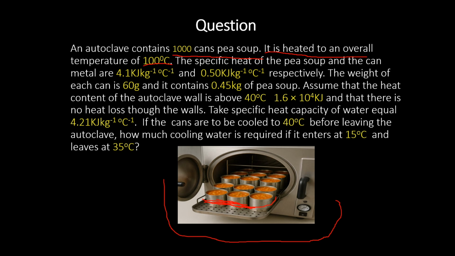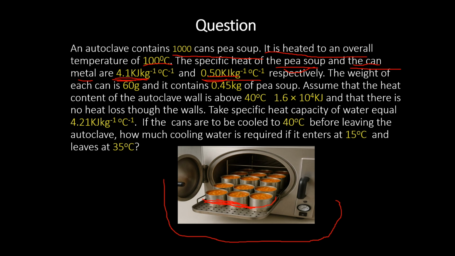Okay, then the specific heat capacity of the pea soup and the metal cans are 4.1 kilojoule per kilogram degrees Celsius, and the second one is 0.50 kilojoule per kilogram per degree Celsius, respectively. Now, if you look at this specific heat capacity that was given here, we have two. This is the first one, and then this is the second one. You can see that the pea soup came first, followed by the can.